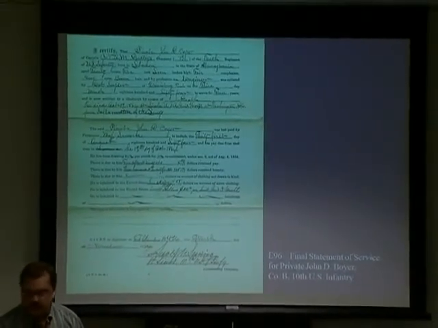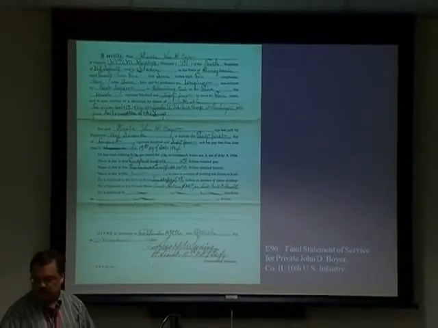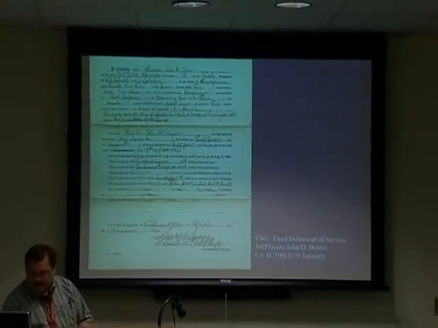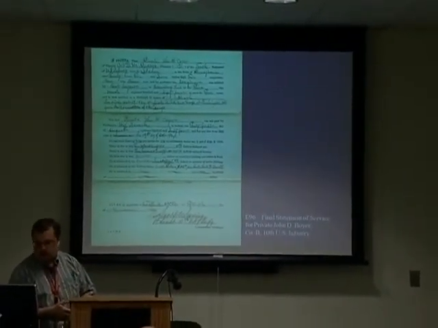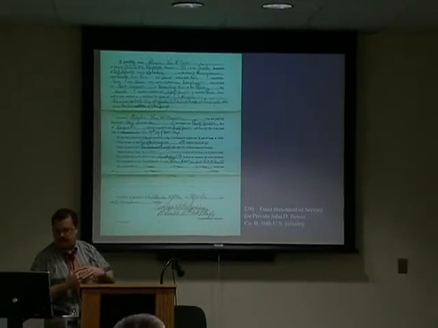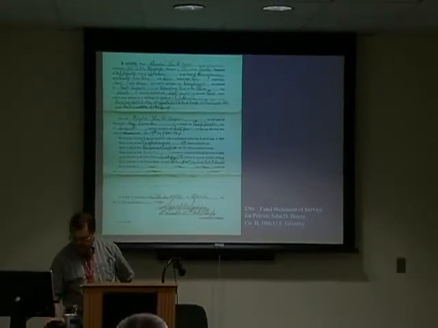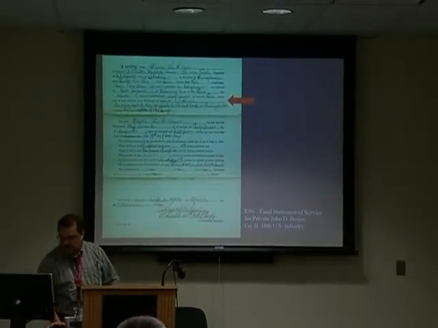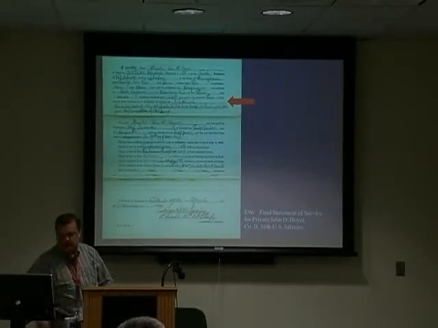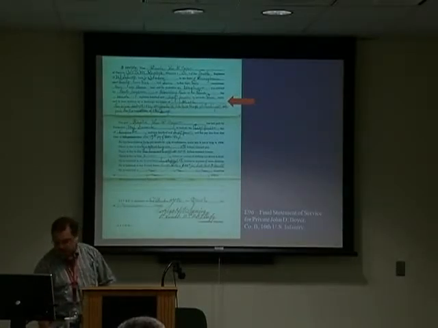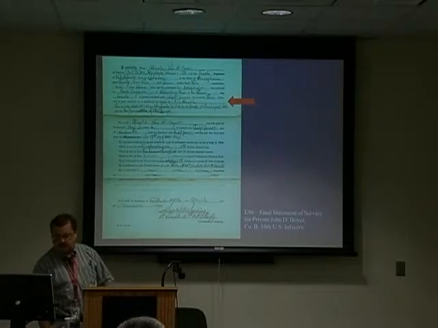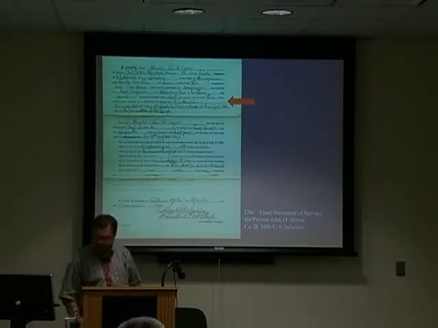This is the final statement of service for Private John Boyer of the 10th U.S. Infantry, Company B. And again, it gives all the basic information about him, where he was born, a physical description, his enlistment information, and then here in this portion, it shows his reason for discharge, which in this case, shows that he died during service on October 19th, 1864, at the Lincoln General Hospital in Washington, D.C., from an inflammation of the lungs.